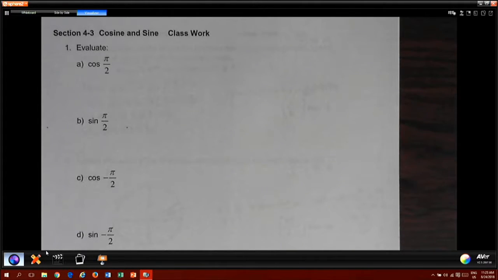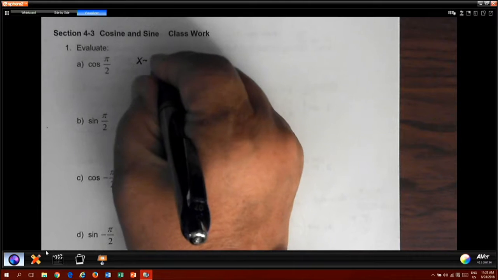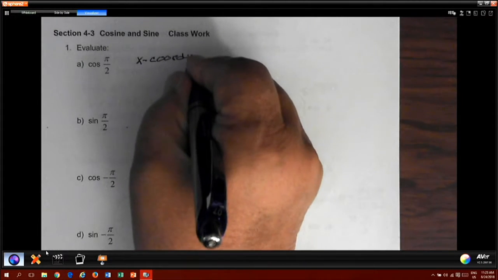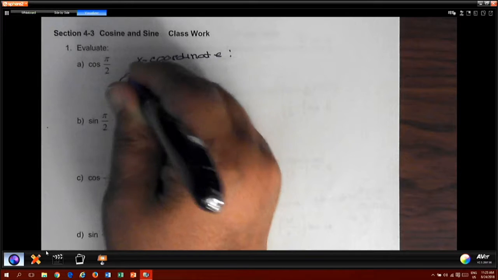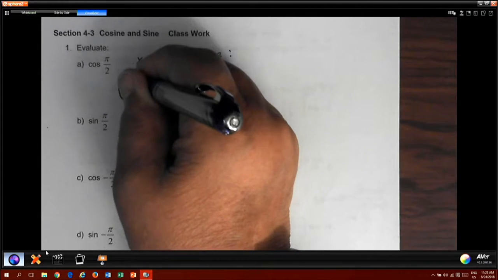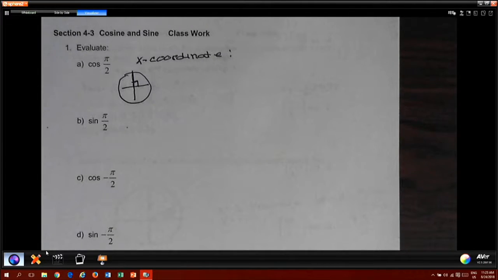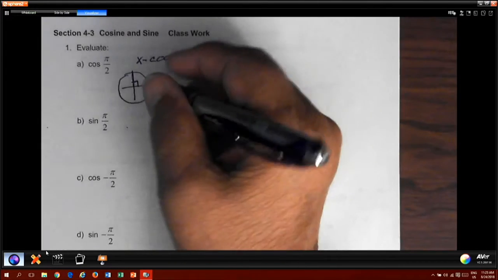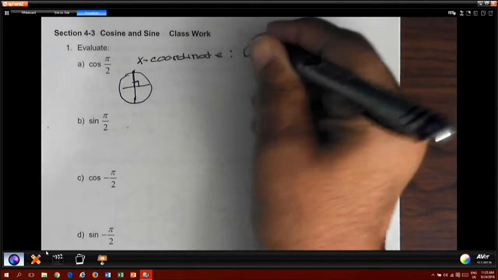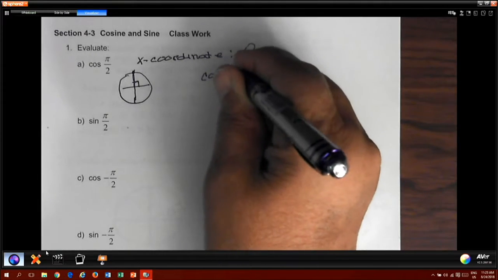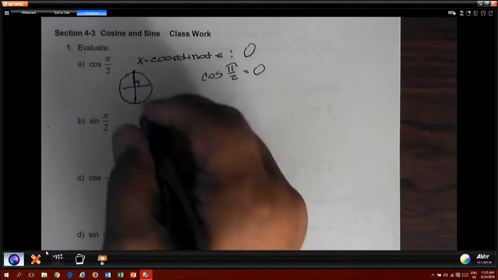Okay, we want to evaluate cosine of pi over 2. Well, cosine corresponds to the x-coordinate of the endpoint. And the x-coordinate, if we look at it, remember, pi over 2 takes us to the vertical or the positive y-axis. So for the positive y-axis on the unit circle, that endpoint is going to be 0. So then cosine of pi over 2 equals 0.